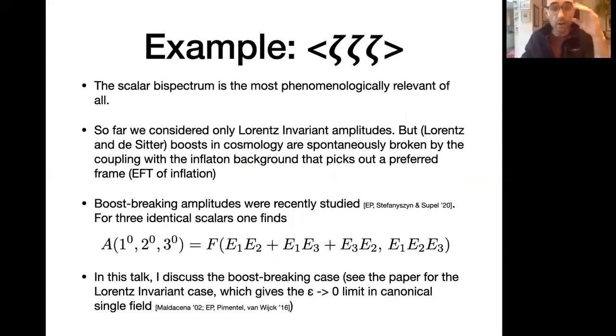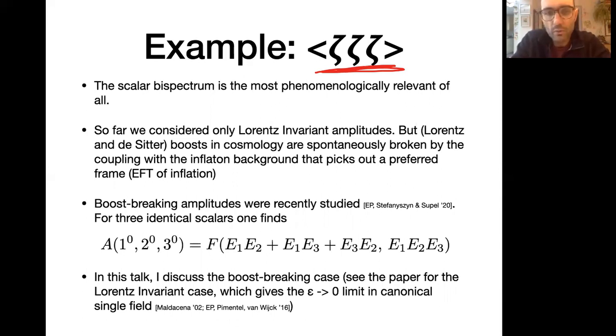Okay, so we can go on. And there are many other things that we could be computing. And I'm going to give you some examples. And among these examples, I'm going to show you something new. I mean, so far I've just been rederiving things that were already known, but you can also use this method to compute something new that had not been computed before. So I'm going to go to the most interesting one, which is the scalar bispectrum. This is the most phenomenologically relevant one. This is the one that people want to measure in the CMB and large scale structure. This is the one that people think about when they talk about primordial non-Gaussianities.